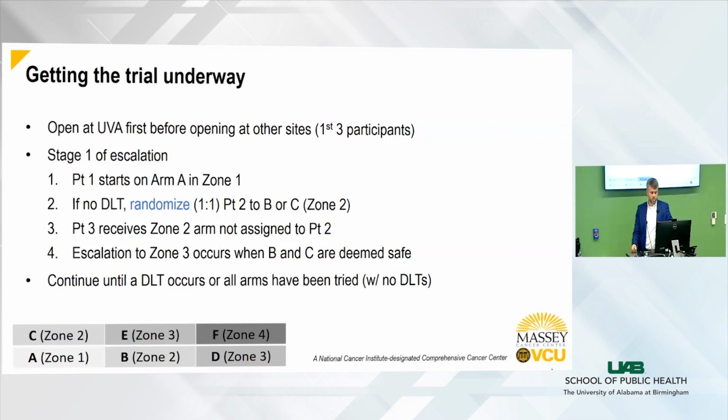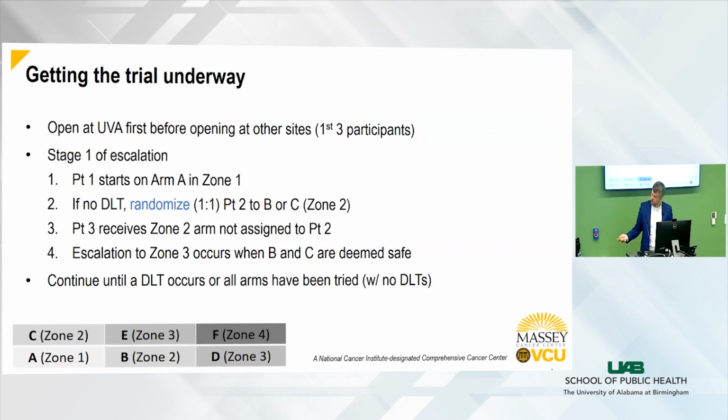Stage 1 of escalation, the reason I'm showing you this is sort of the randomization component. Like we talked about backfill and randomization. These are ways to get more information at other dose levels. And here, patient 1 is going to start on arm A in zone 1. We sort of zoned these to have a framework or a structure on randomizing within a diagonal. So basically the zones or diagonals.